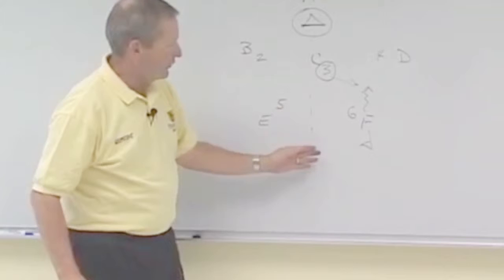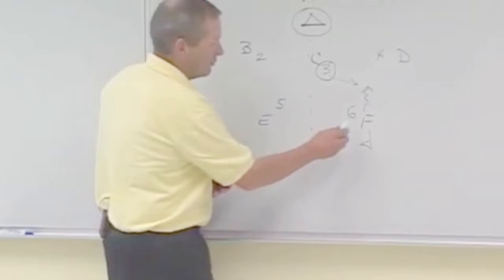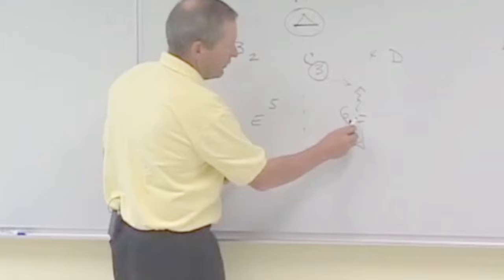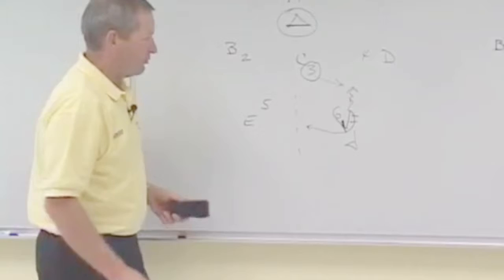So six's job is to make F go that way. In fact, he even wants him to beat him. It's more important for him to stay up here on his back and make him go down here than it is to let him go a few steps and then come back this way. That will mess up our whole slide from number three. So six's job is to push him down.